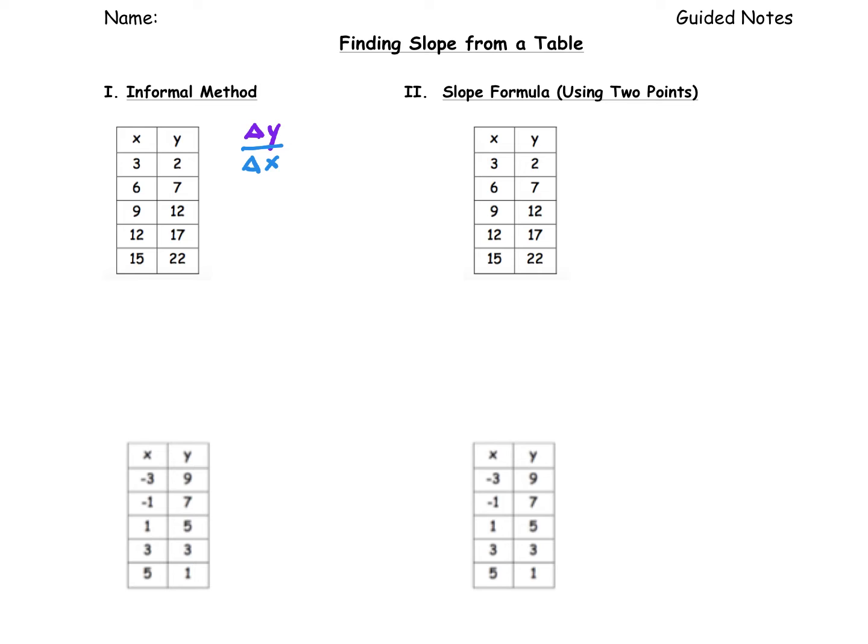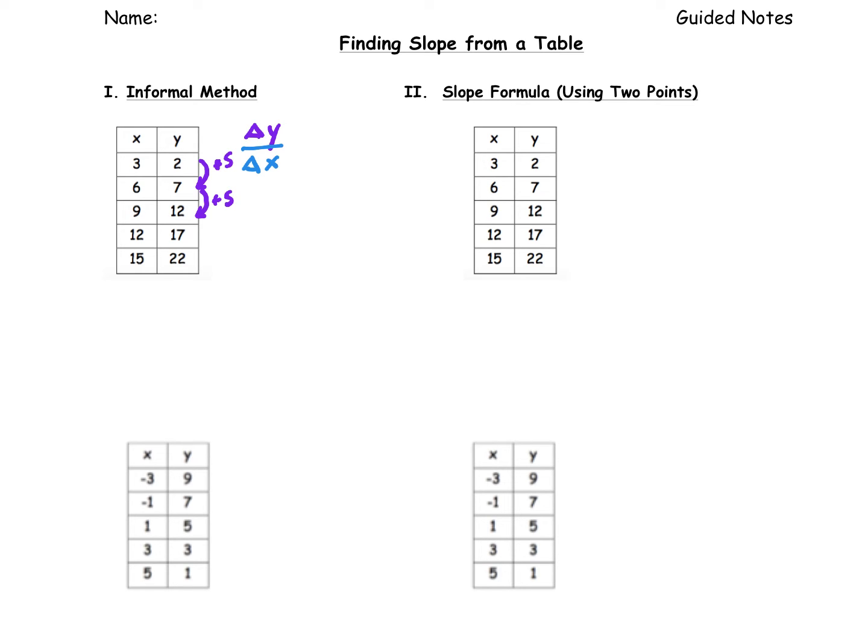So I'm going to start with the y column, and I'm going to ask myself, what is the difference between 7 and 2? Or in other words, going from 2 to 7, it looks like it's a change of 5. I'm moving up 5. So let's see if this happens again. From 7 to 12, again, we're going up 5.